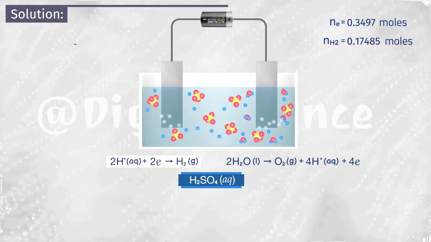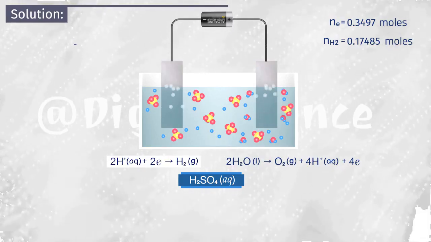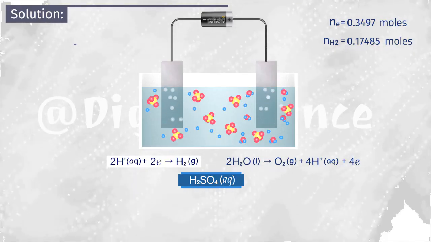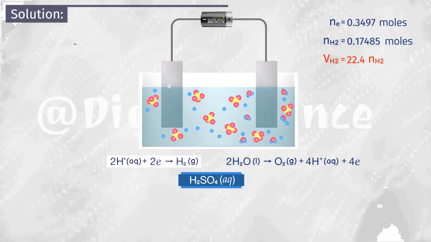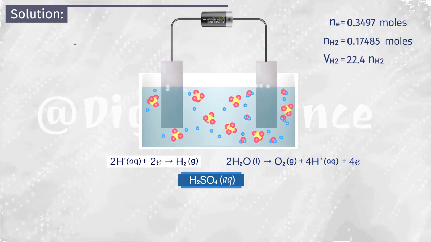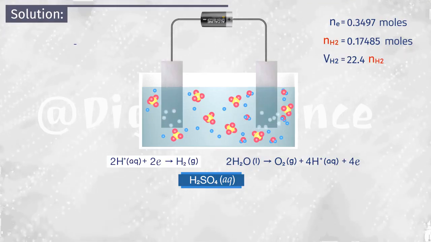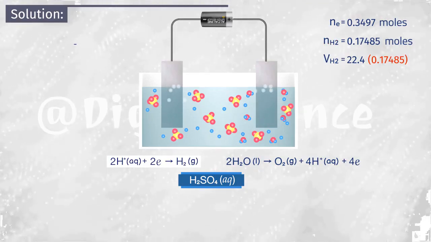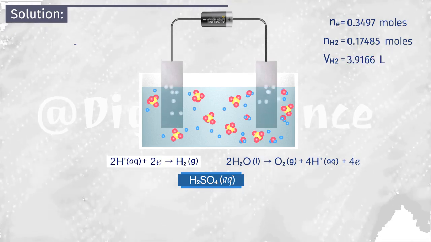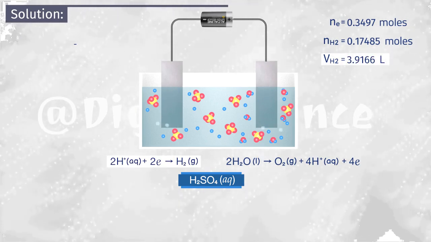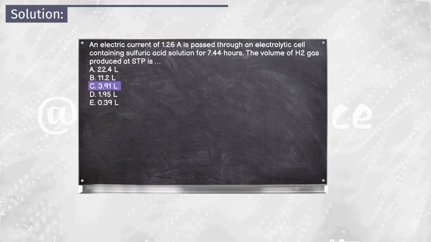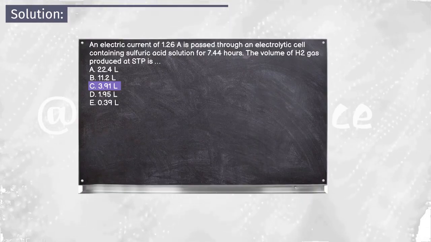At STP, 1 mole of gas will occupy a volume of 22.4 liters. Mathematically, the volume of gas at standard conditions is 22.4 times the mole value. We already know the value of moles of gas. V is around 3.9166 liters. This value corresponds to option C. Happy learning, everyone!